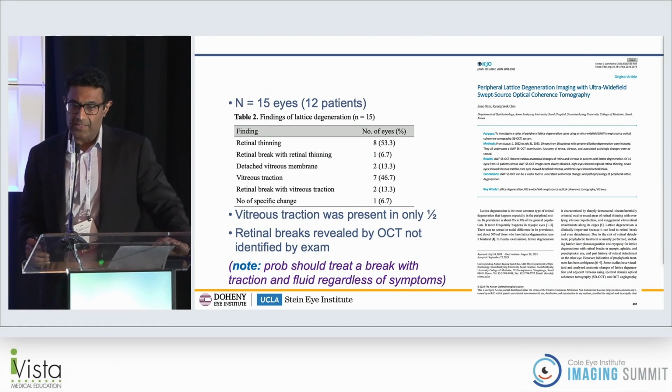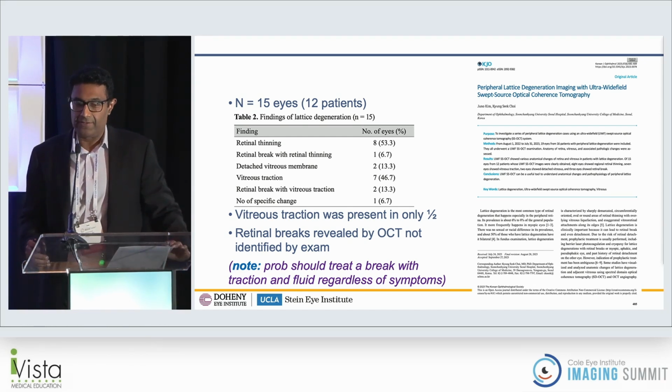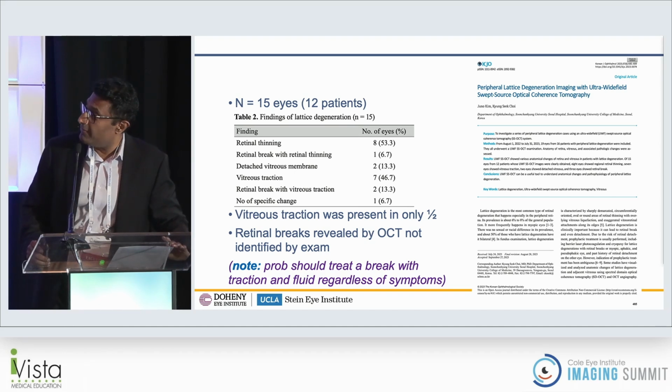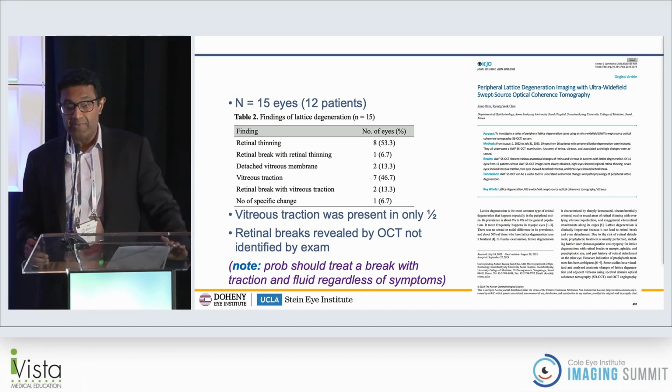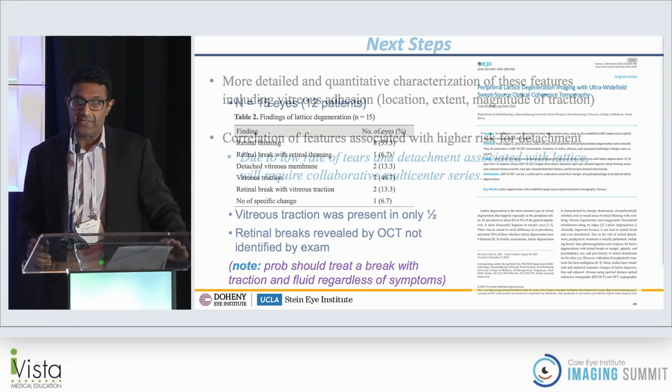This was from a study I think in Korea, where they interestingly found, which I thought was strange, that vitreous traction was present in only half. That doesn't really make a lot of sense to me. But again, they found small dehiscence and things that were not evident on exam. So again, should we be treating those patients? Maybe. I mean, maybe this is going to help us figure out which patients to treat.